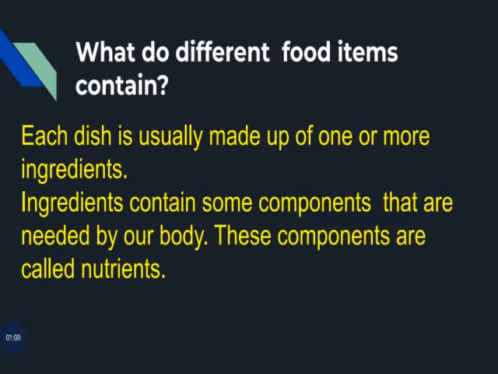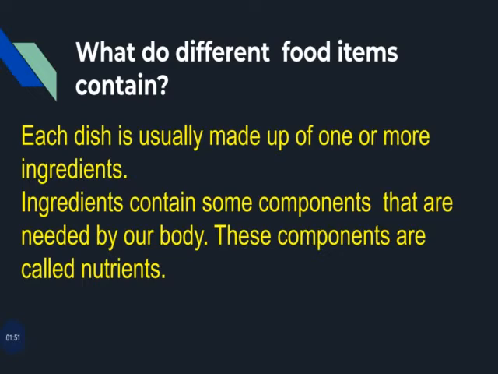We know that each dish is usually made up of one or more ingredients, which we get from plants and animals. We already learned about ingredients in our first chapter. All of you are familiar with what an ingredient is. Also, we learned the different sources of food, that is, plants and animals. These ingredients contain some components that are needed by our body, and these components are generally known as nutrients. So, food contains different nutrients. That means we eat different types of food, and these food items contain different types of nutrients.